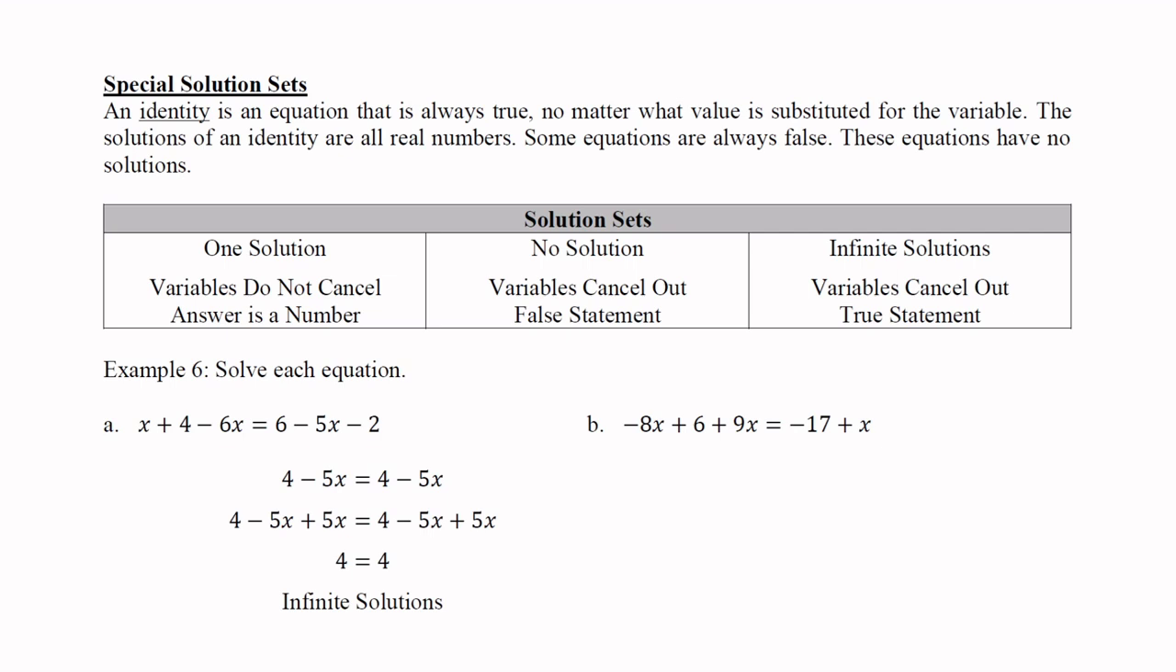This is a true statement, so therefore we have infinite solutions. In B, we're going to combine our like terms on the left-hand side. So we get x plus 6 equals negative 17 plus x. Subtract x from each side, and that leaves us with 6 is equal to negative 17, which is not true. They are not equal, so therefore we have a false statement and no solution.